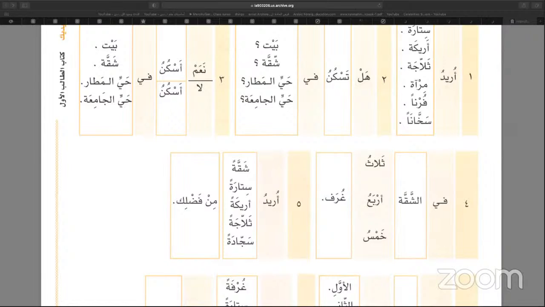في الشقة 4 غرف. In the apartment there's 4 rooms. في الشقة 5 غرف. In the apartment there's 5 rooms. Good. Continue here.